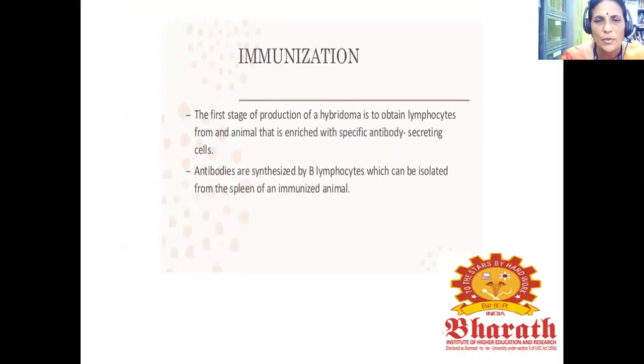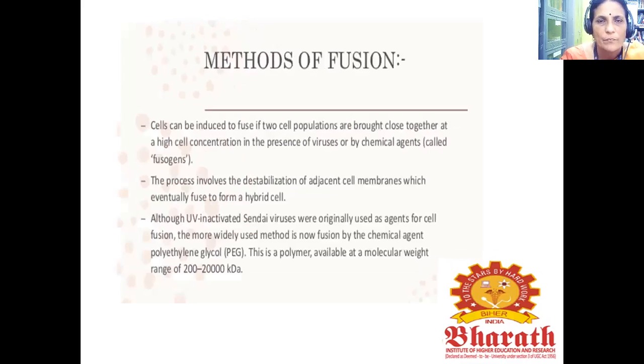The first stage of production of hybridoma is to obtain lymphocytes from an animal that is enriched with specific antibody secreting cells. Antibodies are synthesized by B lymphocytes, which can be isolated from the spleen of an immunized animal. So next is the method of fusion.